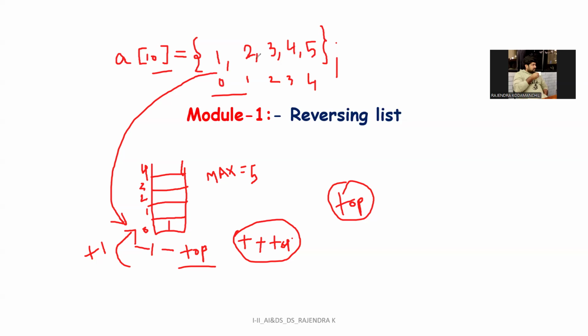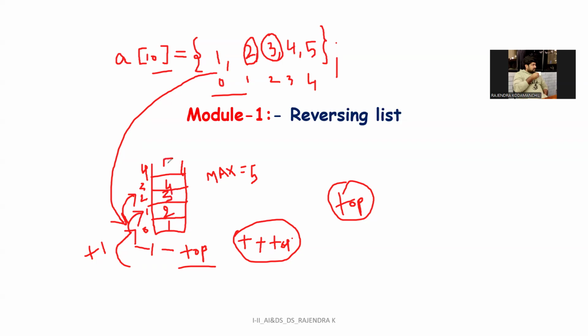Now whatever value is at index 0, it is pushed into index 0 of the stack. Then I would like to read the second index value, that is 2. Now I would like to push this value into the stack. Now the top is incremented from 0 to 1. Now the second value is located here. Now I would like to read the third value and push it into the stack. Now the top is incremented from 1 to 2. Now the value is located here. The next value is 4 here. The last value is 5.